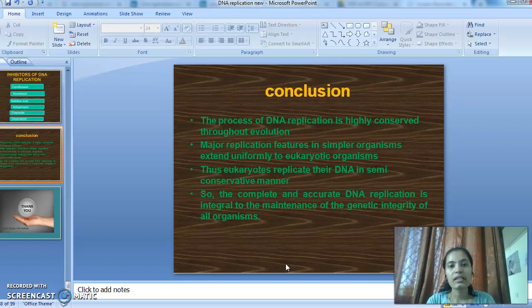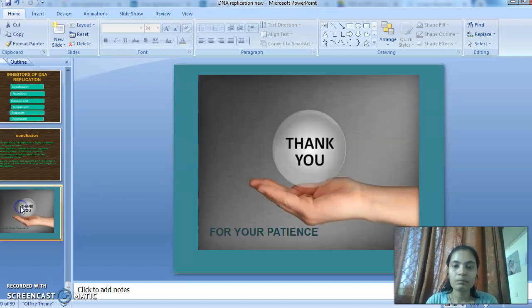The conclusion is that the process of DNA replication is highly conserved. Semi-conserved means that one is the new strand and one is the old strand. The major replication features in simpler organisms extend uniformly. Hence it is called the semi-conservative model. Thank you.